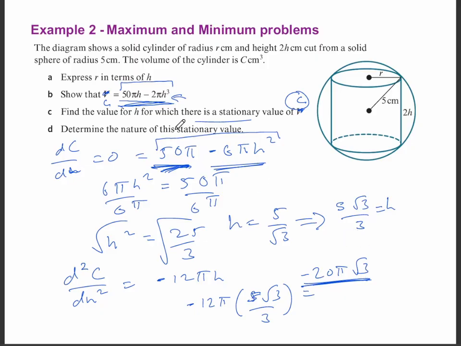That means that stationary value will be a maximum stationary value. That means for the information that we've been given, for a sphere of radius 5 and the cylinder being inside that sphere, the highest volume that we can get for that sphere will happen when our value for the height is 5 root 3 over 3.